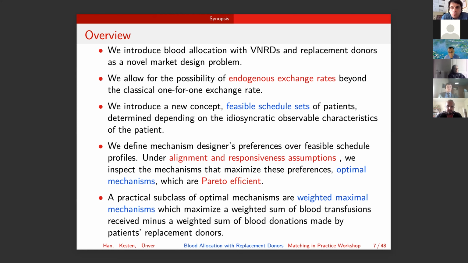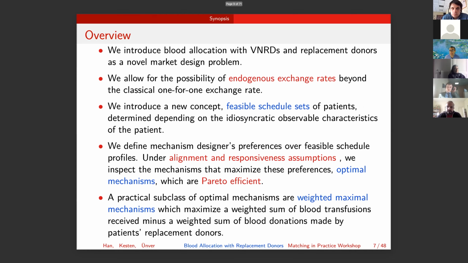We call them weighted maximal mechanisms, which maximize the weighted sum of blood transfusions received minus a weighted sum of blood donations made by patients' replacement donors. This class incorporates all the previously studied mechanisms that we are aware of in the domain of this compatibility-based allocation or exchange problems, like priority mechanism, maximal mechanisms, etc., under fixed exchange rates.